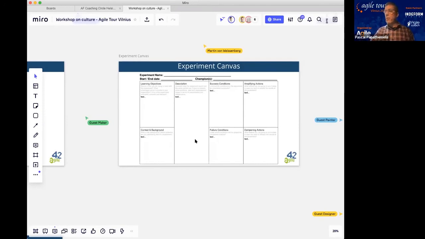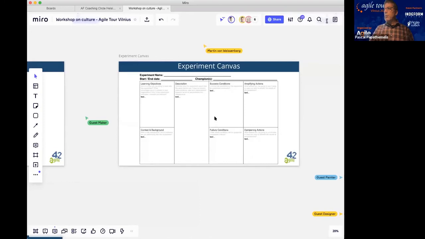You can add something on the background information and in what context that experiment is taking place, perhaps a description of how you want to carry out the experiment, what things you are trying out, what actions, and then what would be the success conditions after a certain time. It's good to put an end date for the experiment because experiments that last forever are not anymore experiments, so that you come back and evaluate. So what are the success conditions and what are the failure conditions?